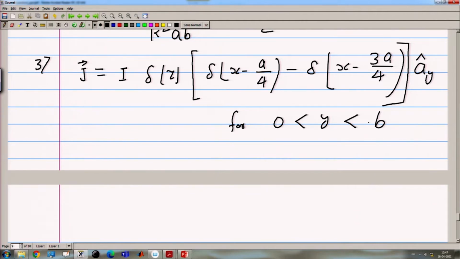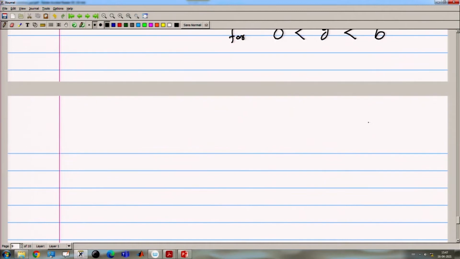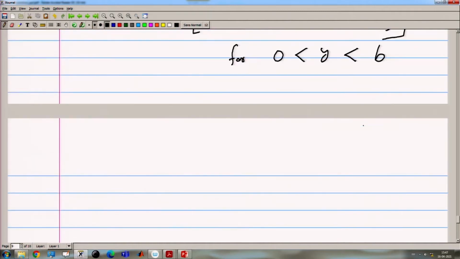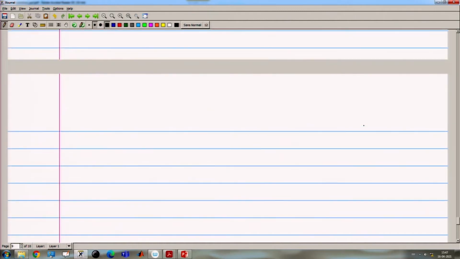J equals I delta z, delta of x minus a by 4, minus delta of x minus 3a by 4, where the minus is due to the 180 degree phase difference, along a_y. Now, the modal field, the normalized field for the TE10 mode, can be written as follows.